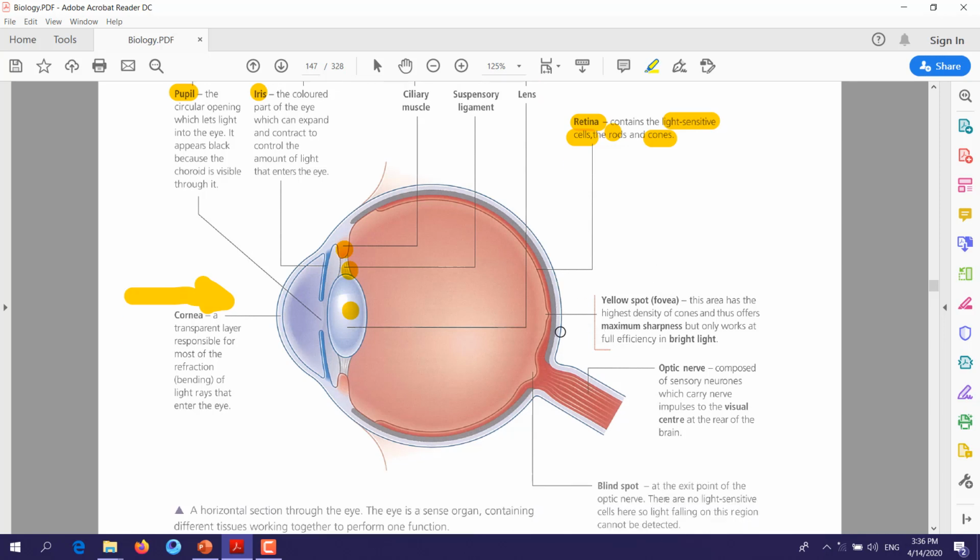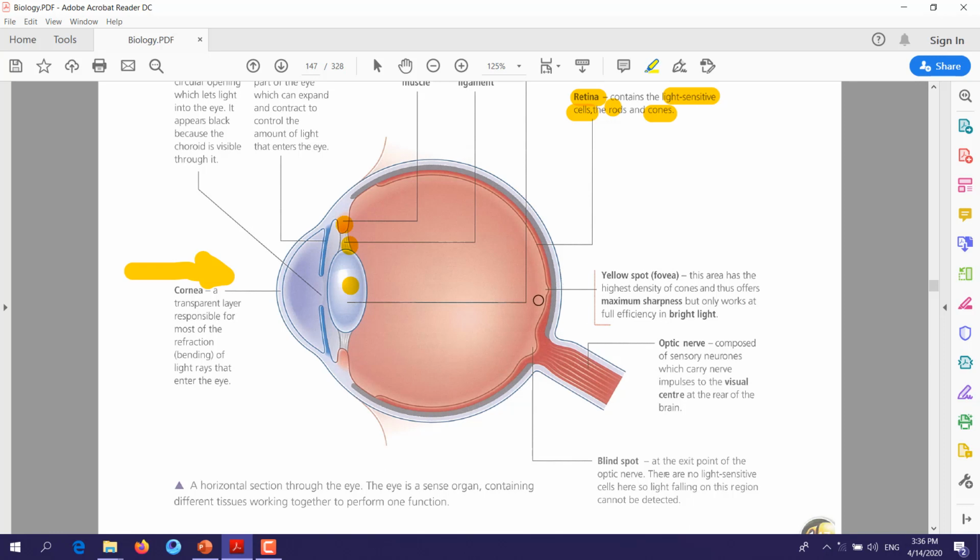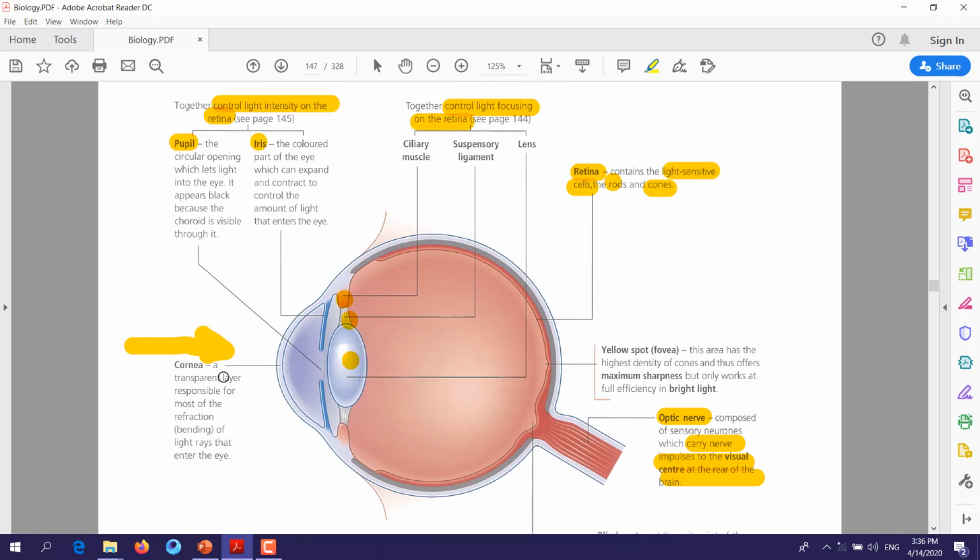Now the light reaches the retina. Here we have light-sensitive cells, or receptors. What will happen then? These receptors will detect the stimulus, and it should now be sent to the brain. How is the eye connected to the brain? It's connected through this nerve, which we call the optic nerve. The optic nerve is composed of sensory neurons which carry nerve impulses to the visual center at the rear of the brain.